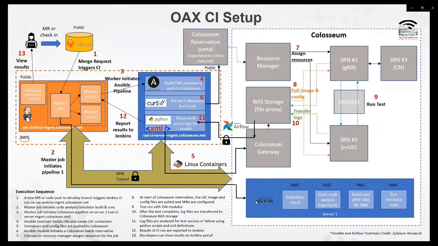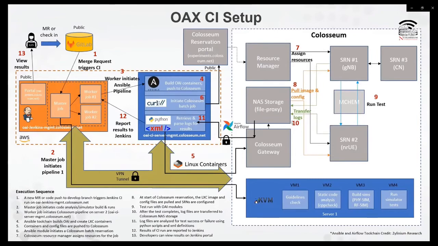The sequence of events is that a merge request to the GitLab repository will initiate a master job in the Jenkins server. The master job currently does not do much, but it simply triggers a secondary job. And the secondary job initiates the Ansible pipeline. The Ansible pipeline, as I briefly mentioned before, completely automates the process of building an OAI container and deploying it on Colosseum, also generating the test configuration based on the input XML scenario file, as well as initiating a Colosseum batch job using the configuration.